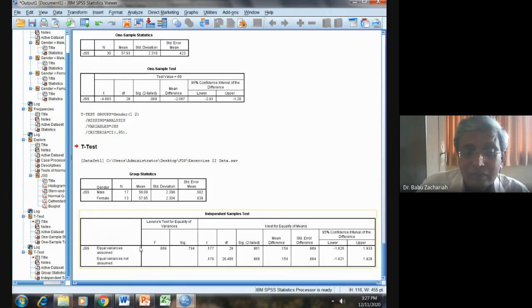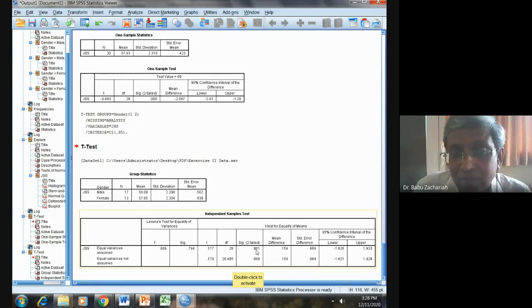This box has a test statistic F. It has some value, don't bother. Rather, look at the significance. 0.794 is greater than 0.05, so it falls in the acceptance region. We accept the null hypothesis. But then what is the null hypothesis here? Variances are equal. So that is accepted. That means we will be referring only to the first row. Clear?